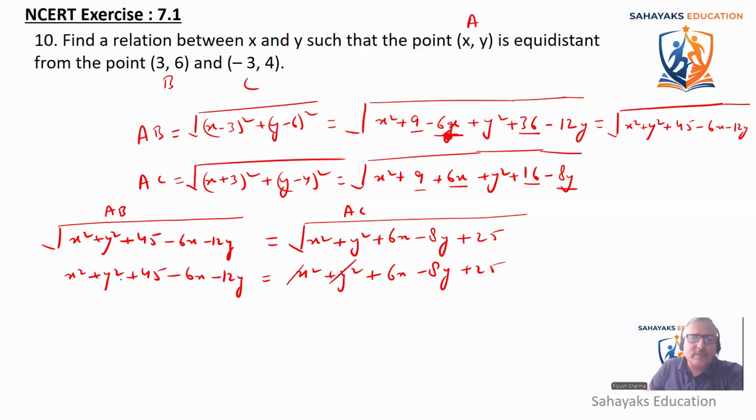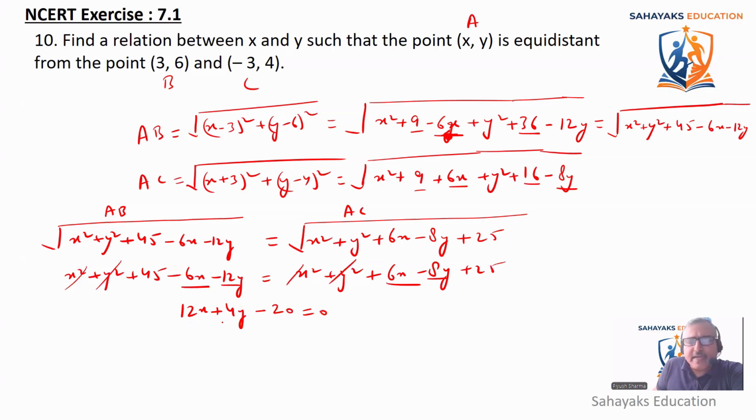Now x square plus y square, x square plus y square, they get cancelled out. Now I'll move everything to one side to make an equation. So it becomes 6x and 6x, it becomes 12x. Okay, we have moved everything to the right hand side. It is minus 8y plus 12y, so it becomes plus 4y. And then we have 45, it's minus 45 plus 25 comes as minus 20 is equal to 0.